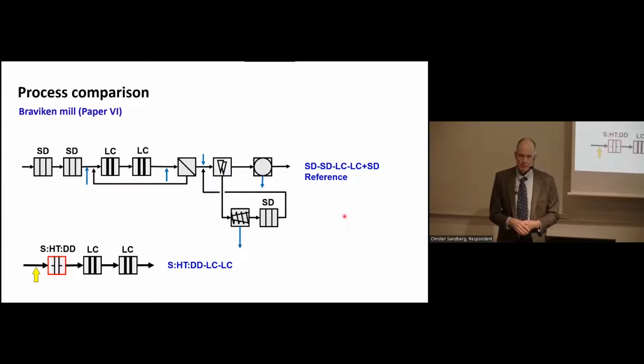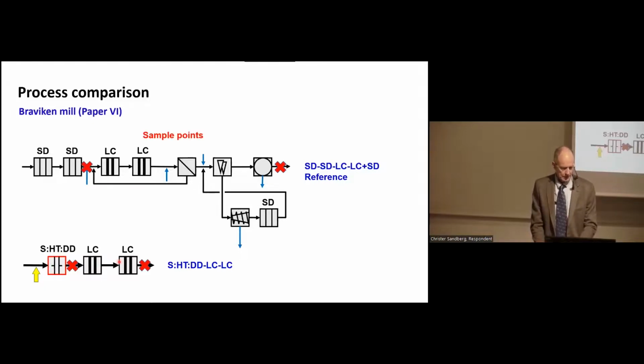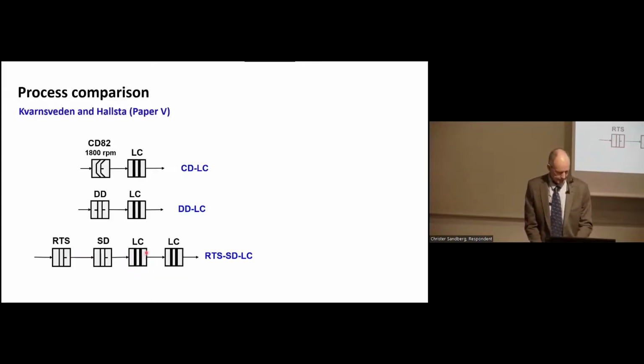I took out pulps from the reference process in Braviken and from this double disc configuration. Sample points that you will see in the diagrams again are here from after the single discs and final pulp, and right after double discs and after low consistency refining.